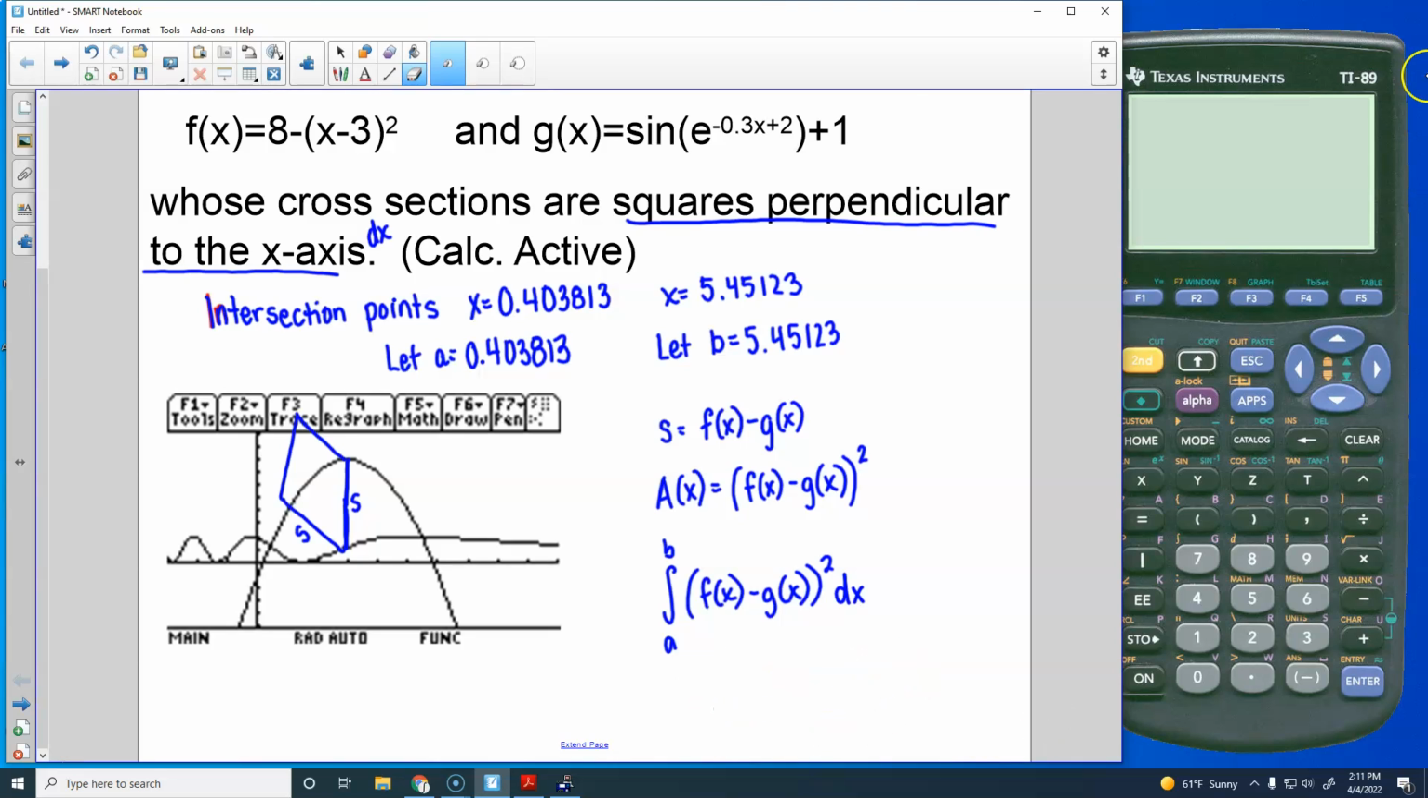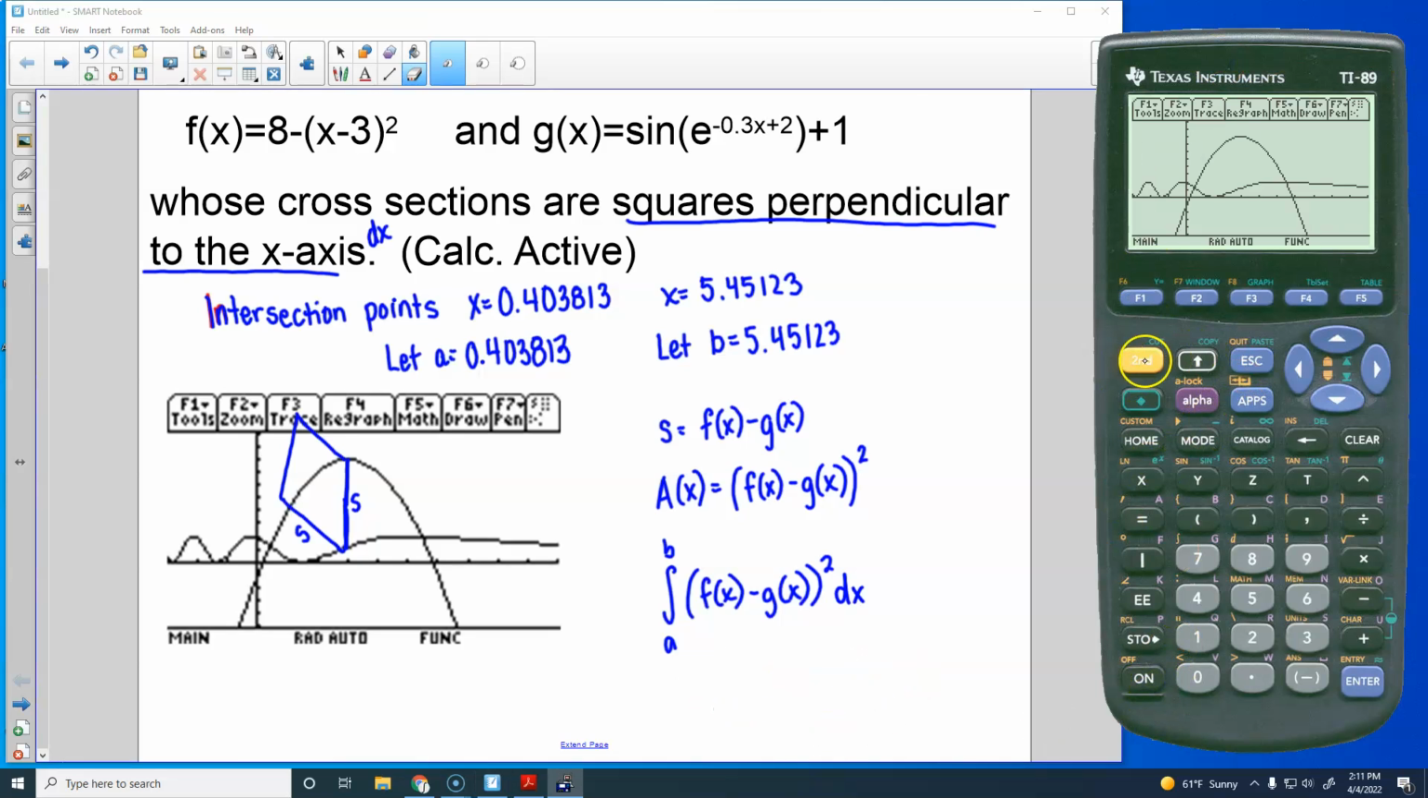So let's hope it works on the calculator without breaking it. All right. It's probably going to take a little while. F3, integrate y1 of x minus y2 of x. I got to close the parentheses, so you should have an extra set of parentheses around the y1, y2. I'm going to square it, comma x, comma a, comma b. I have the habit of putting too many parentheses.